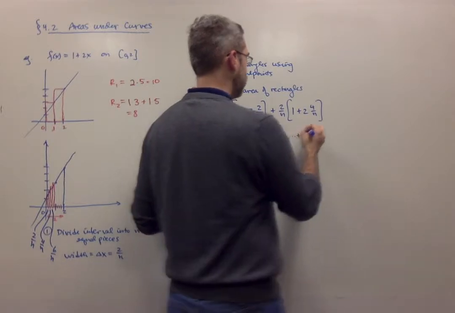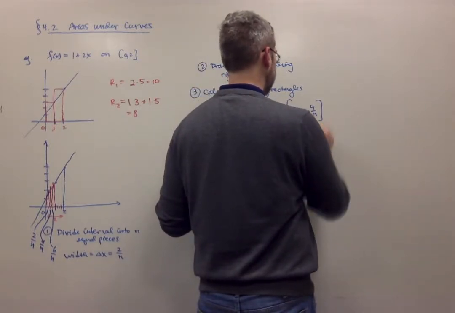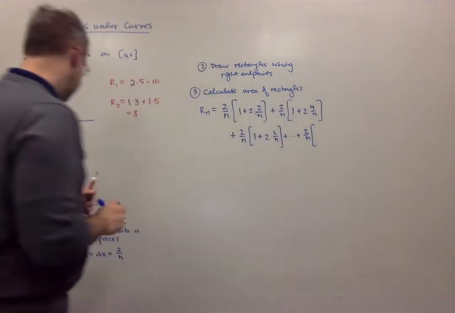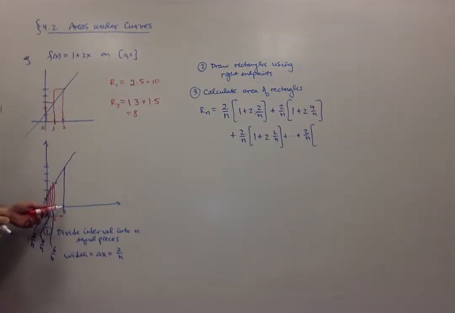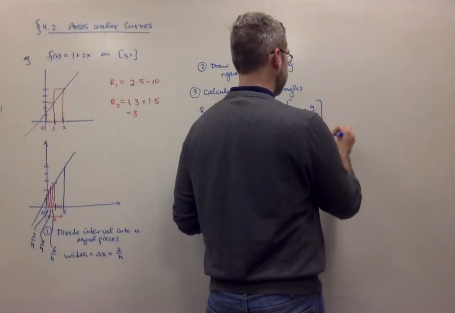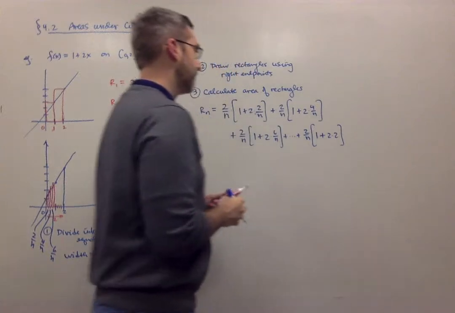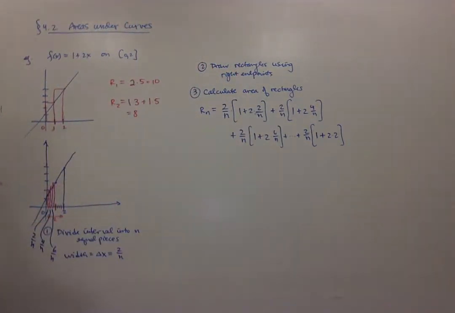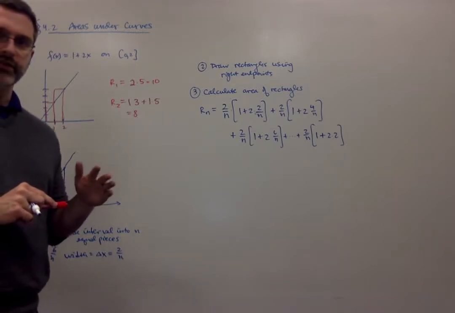And I'm going to keep doing that until my last one, which is 2 over n wide. And the height is what I get when I plug the right endpoint in here. Now the right endpoint is 2, so it's going to be 1 plus 2 times 2. Okay. Make sense where I got all that? Those are all n of those rectangles.